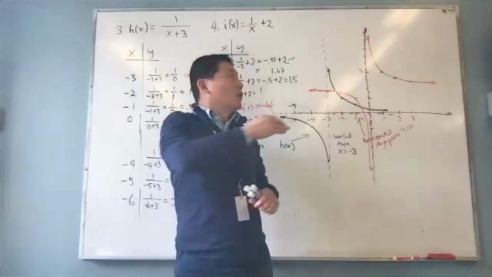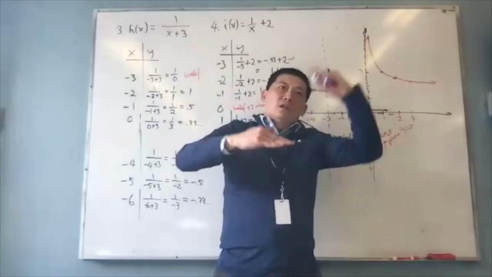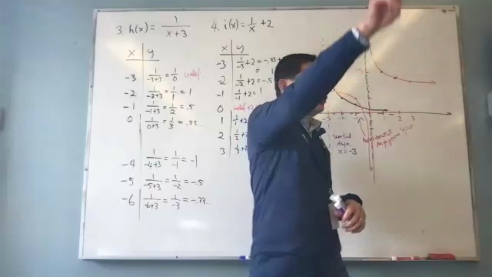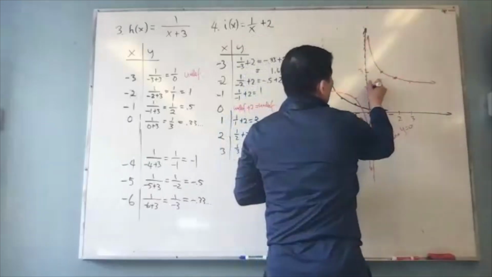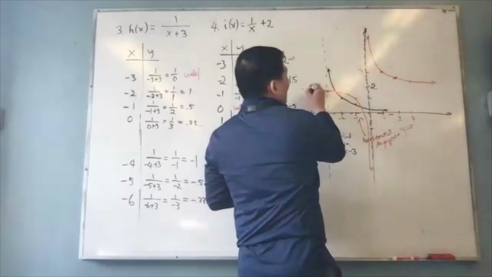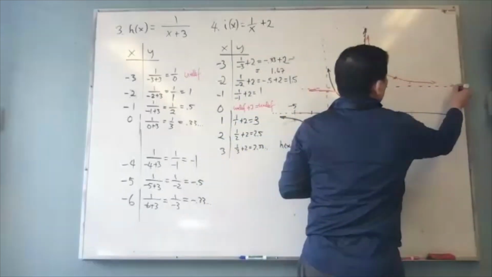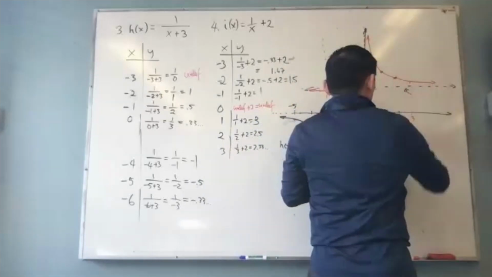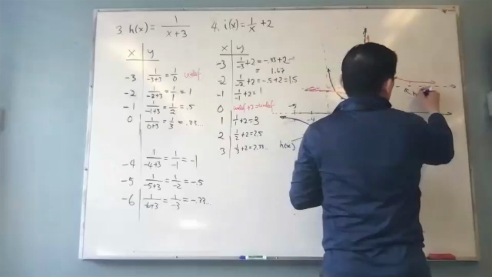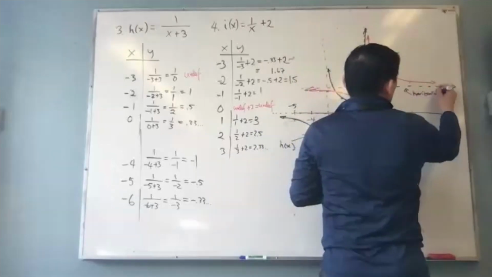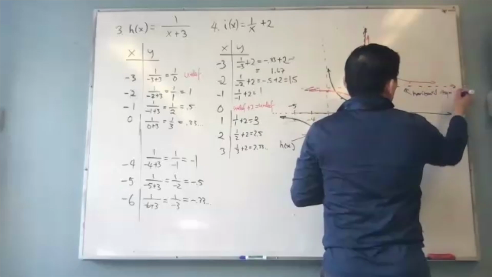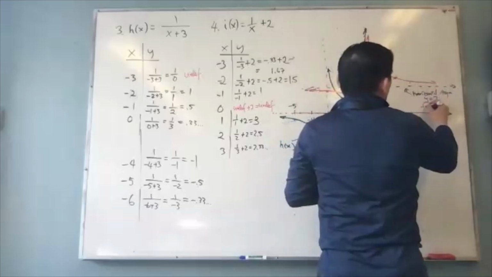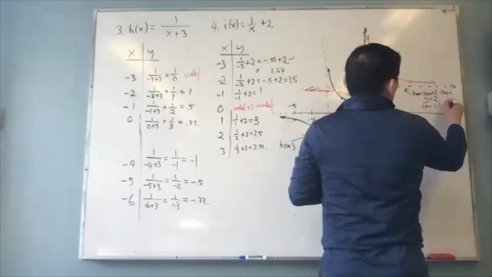Where do you think the graph cannot cross in terms of up and down value? Y equals 2. Seems like 2 is the value that you cannot cross. So here for this one, the horizontal asymptote is at y equal to 2 for I of x.